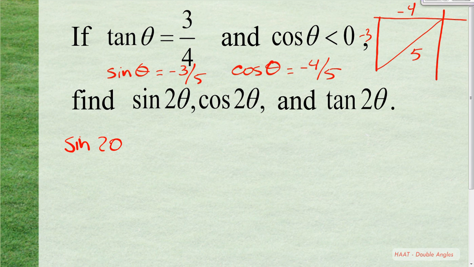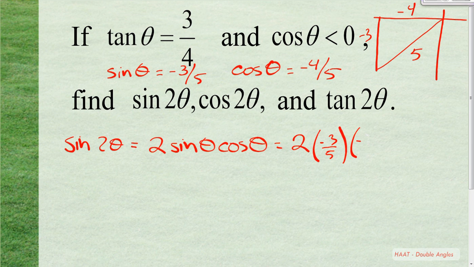So sine of 2 theta. Now the way that I always remember this is, for the double angle, it's sine, cosine, cosine, sine. So that means we're coming up with 2 sine theta cosine theta. Sine of theta is negative 3/5. Cosine of theta is negative 4/5. So when I multiply that out, sine of 2 theta is going to equal 24/25. Because sine is positive, you know that the angle is going to be in quadrant 1 or quadrant 2, because sine is positive up there.